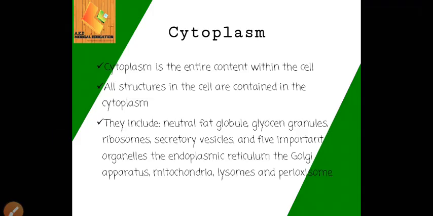So let's move on. Definition proper. Cytoplasm is the entire content of the cell. So all structures in the cell are contained in the cytoplasm except the nucleus. Please don't forget this, except the nucleus. So everything apart from the cell membrane and the nucleus is called the cytoplasm.